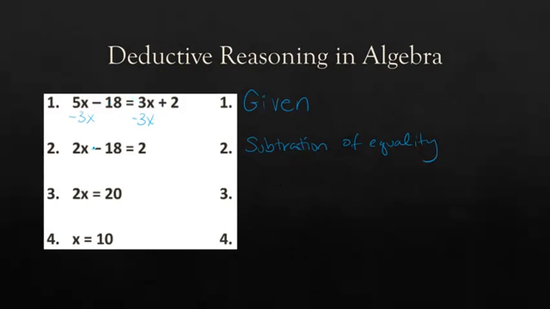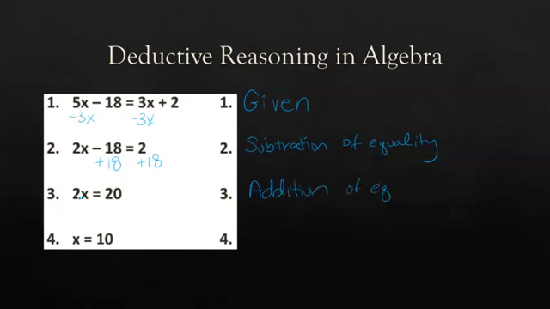And then what am I going to do here? Well, I want to move this 18 over to be with the 2. I'm going to add 18 to both sides. So now instead of subtraction property of equality, it's the addition property of equality.